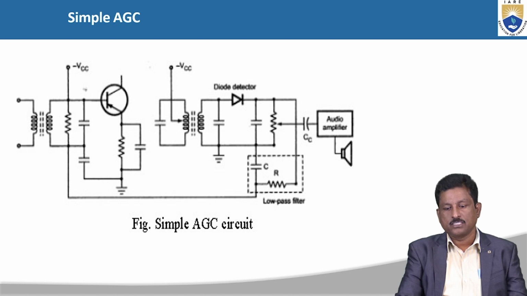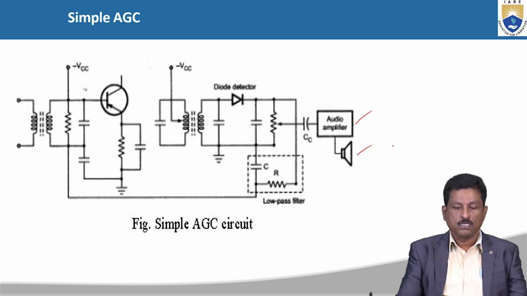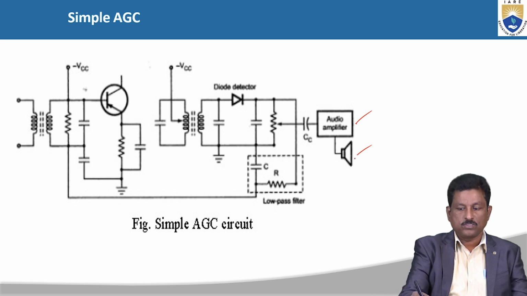So this is simple AGC, where we are going to have the detector diode, and finally the audio amplifier and speaker for sound generation. With the support of this, you can increase the strength of the modulating signal. That indicates that without any disturbance, without any loss, we can reconstruct the original signal, which is a sound signal here.